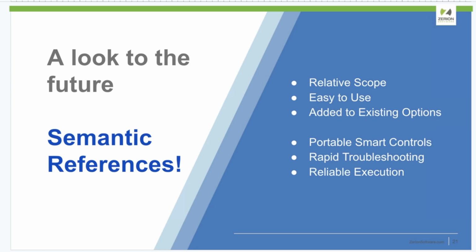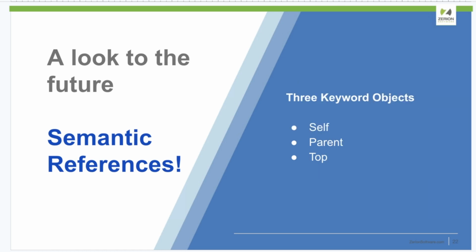So what this is going to look like is 3 keyword objects. And so right now you can just use the regular easy reference as the element name, or you can use the form name. And what these references are going to be is instead of the form name preceding the element, you'll use one of these keyword objects: self, parent, and top. I'll explain what each one of them does, but hopefully these terms are self-explanatory enough that you can start to already see how this would work.